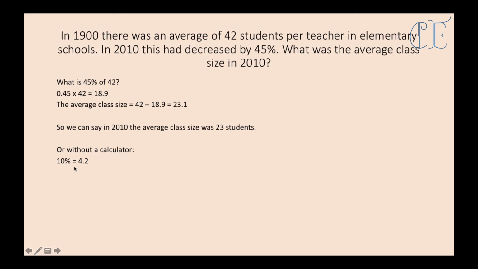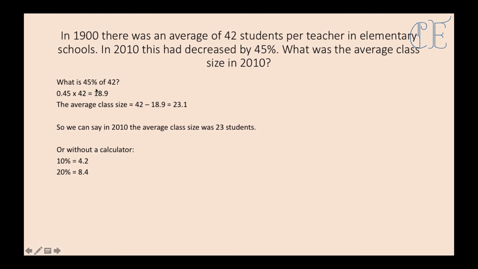10%, we work out 10% first without a calculator, it's the easiest one to find. 10% is 4.2 because I just divide by 10, which means I take my decimal point back one space. So that's 4.2. And then I wrote down 20% because it would have made it easier for me. So to find 20%, well, 20 is double 10. So I just doubled this number because then that gives me 20%.